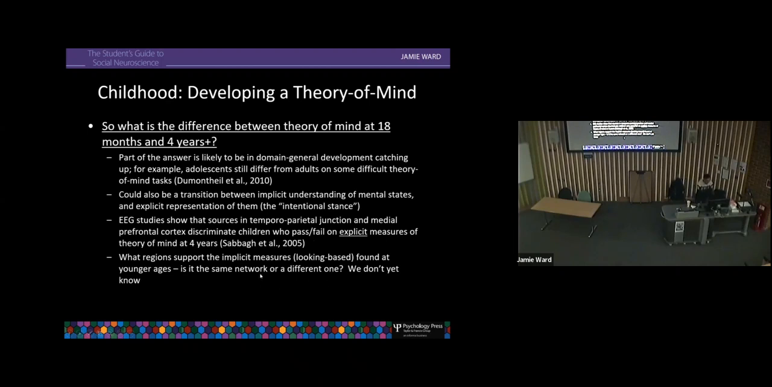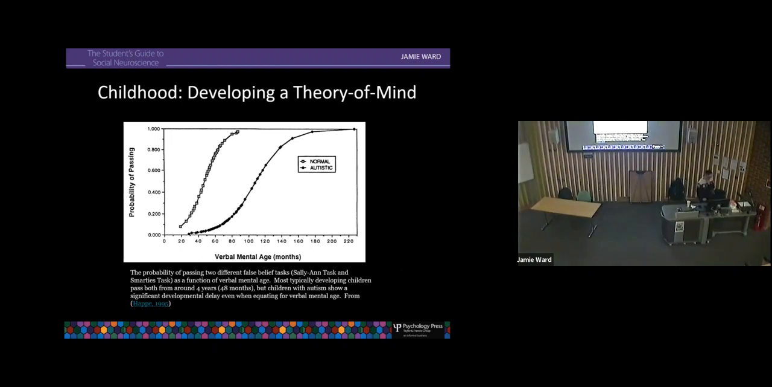We don't really know what brain regions are involved in these looking-based or more sensory motor-based theory of mind or imitation or whatever. I don't think we have a clear answer to that.